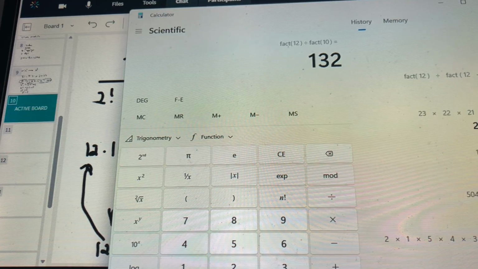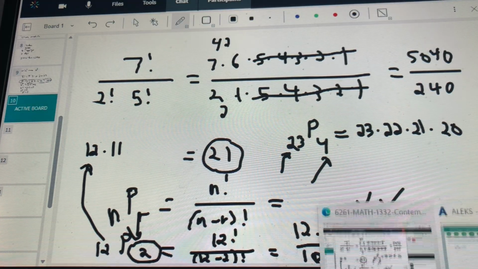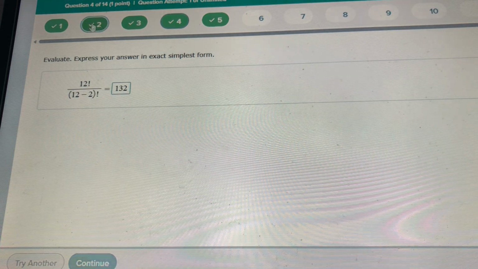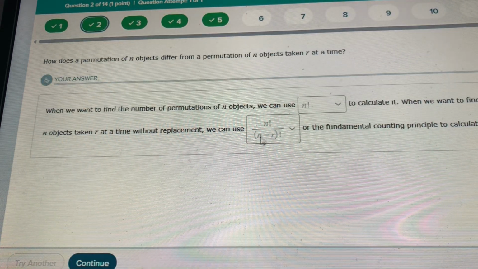And that equals 132 that way. There's 3 different ways to do this problem. So that's the formula here: n factorial over n minus r factorial. That's the technical formula to do a permutation. But I don't even use this. I just do the shortcut version.